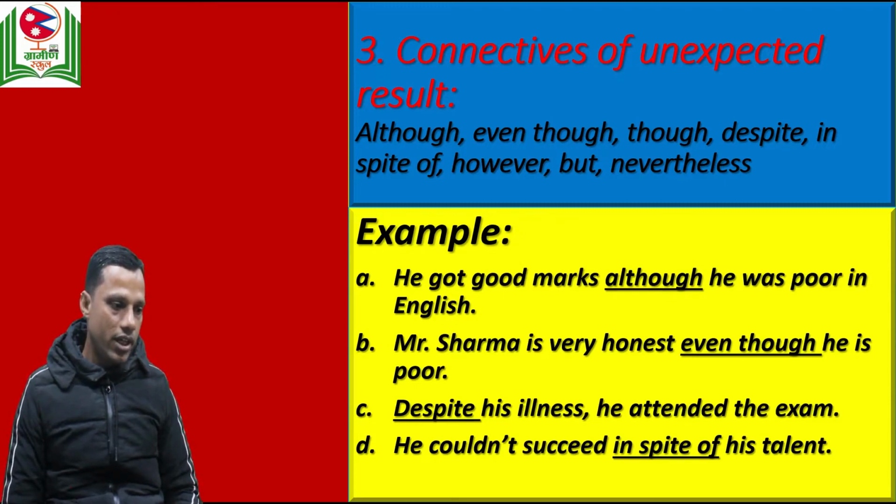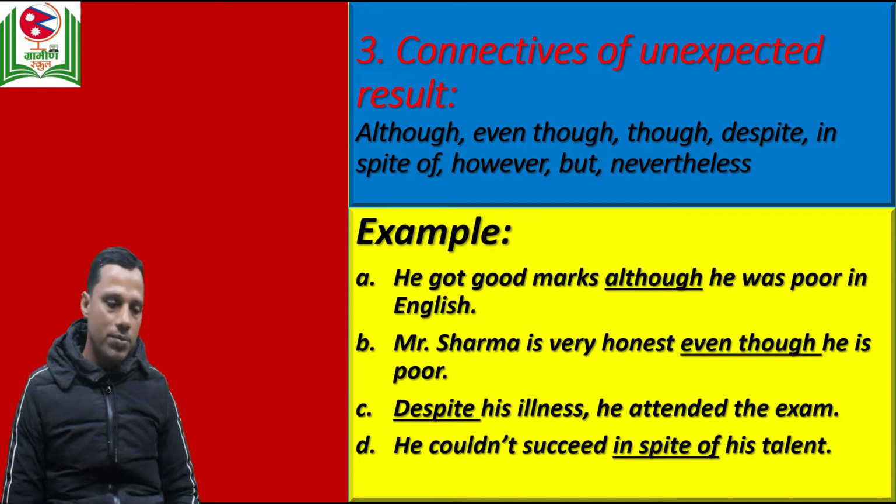Let's see. Number A: he got good marks although he was poor in English. Number B: Mr. Sharma is very honest even though he is poor. Number C: despite his illness, he attended the exam. Number D: he couldn't succeed in spite of his talent. Yes, in these examples, you can notice the words like although, even though, despite, and in spite of, right?